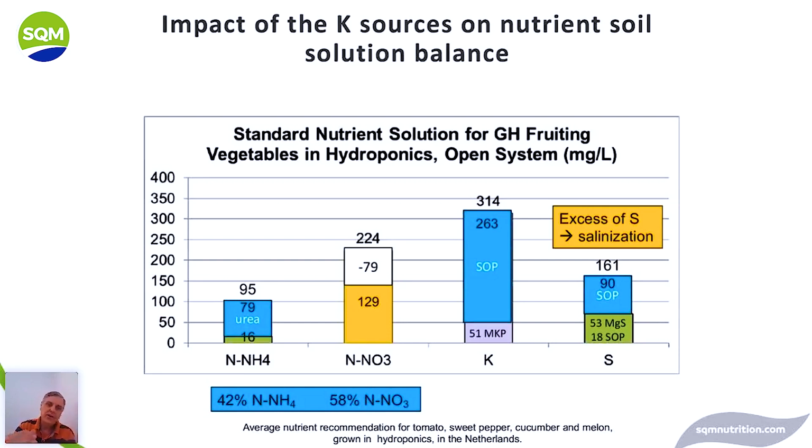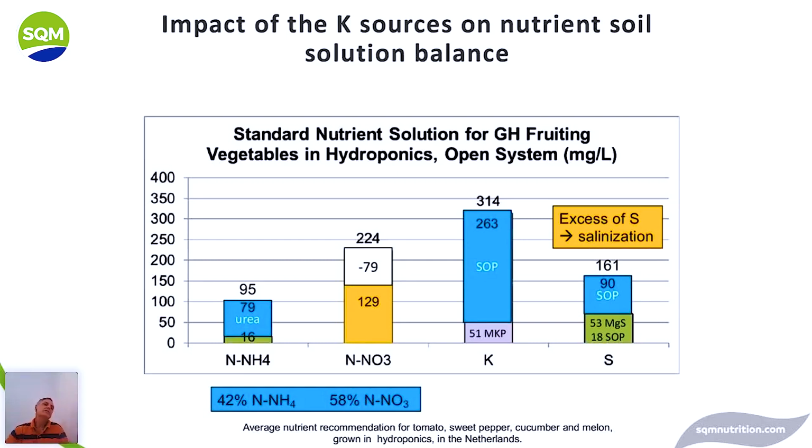We increase from 71 milligrams per liter before, now 161 milligrams per liter. So that's the point when you start to have problems with excess of sulfur. Now, if we replace the potassium nitrate with potassium sulfate, sulfate of potash, the first effect in the balance of the nutrient solution, you see, is an increase in sulfur. As we see, we increase from 71 to 161. Potassium, nothing changed because we keep the same 314 units.